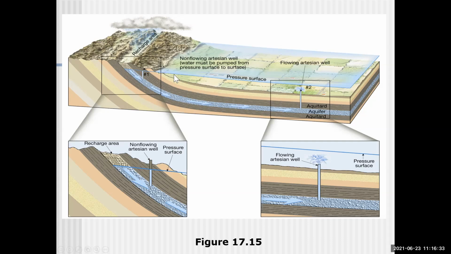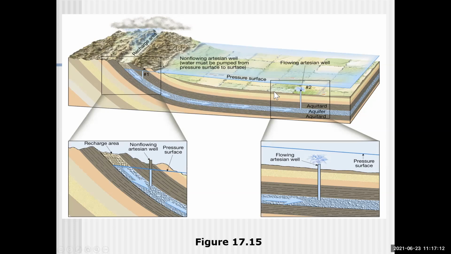We've got the pressure surface here, so water would rise up to that point. It wouldn't flow out of the well, but it would rise in that pipe. Anytime you put a pipe in the ground and the water rises to an elevation higher than where you first encountered that water, that's what we call an artesian condition. And because water's not flowing out of this well, we more specifically call this a non-flowing artesian well, because the well's top extends above that pressure surface.